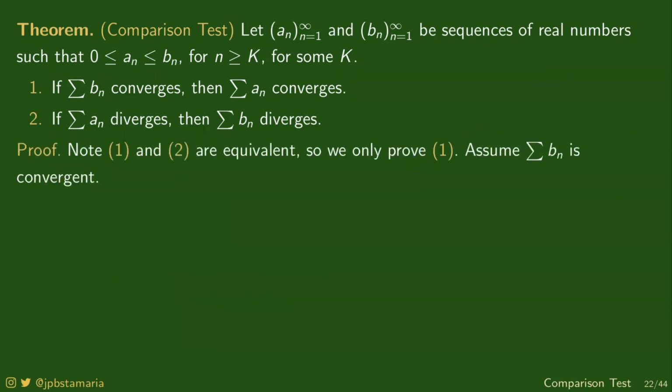So we will assume, in this proof, that the sum of the bigger ones, or the dominating ones, is finite. In other words, the infinite series is convergent. Okay? Now, we will prove that the sum of the ANs, the smaller ones, is finite. So, palagay niyo anong gagamitin ko? Ang gagamitin ko ay yung Cauchy's criterion.